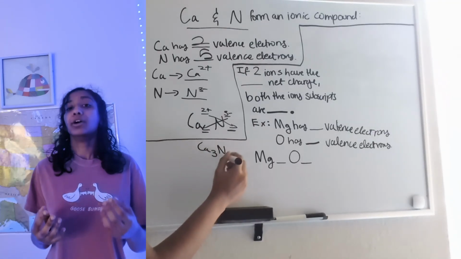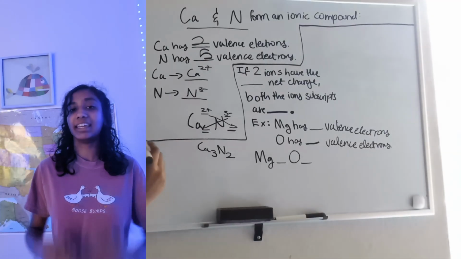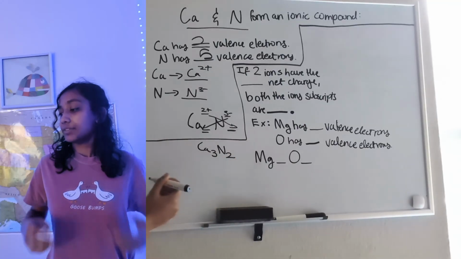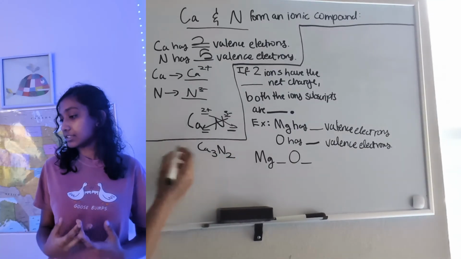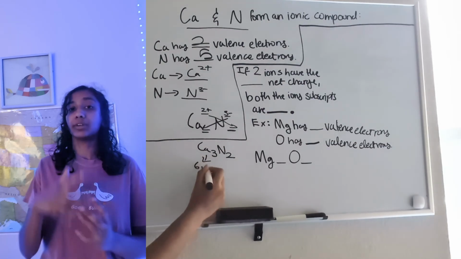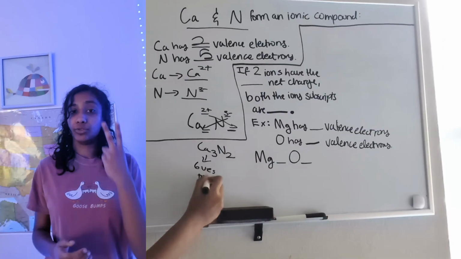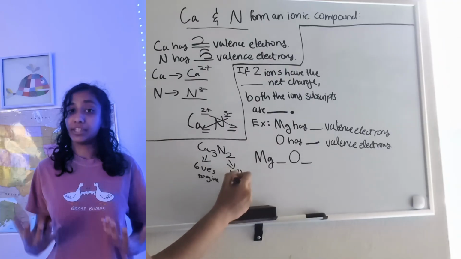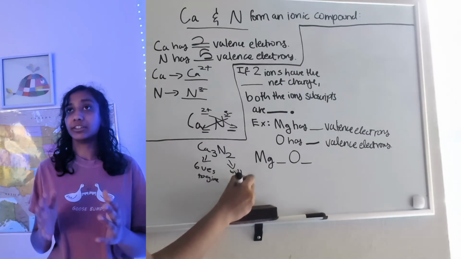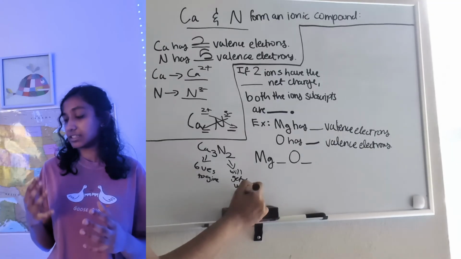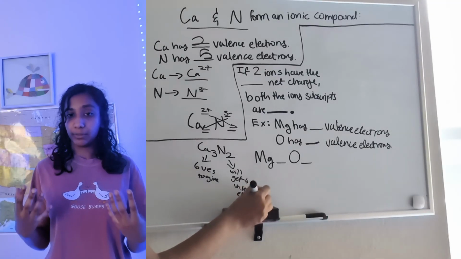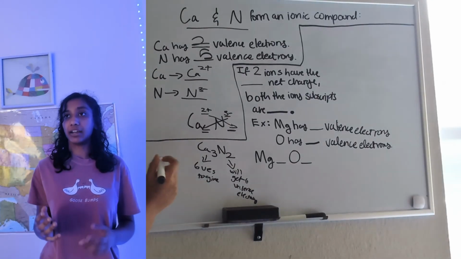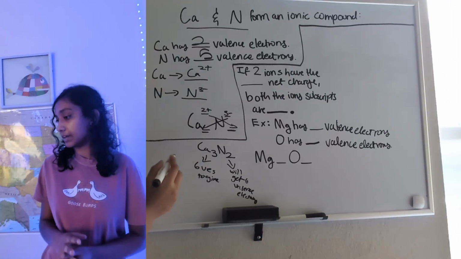So, the ionic compound will have 3 calciums and 2 nitrogens. If there are 3 calcium 2+ ions, there will be 6 valence electrons for calcium to give to nitrogen. And if there are 2 nitrogens, the nitrogens in total will need 6 valence electrons. This works out. The calciums will transfer their 6 electrons to nitrogens, and both of the atoms will become stable. This is why we turn the charges of each ion into the subscripts of the other ion in the compound.